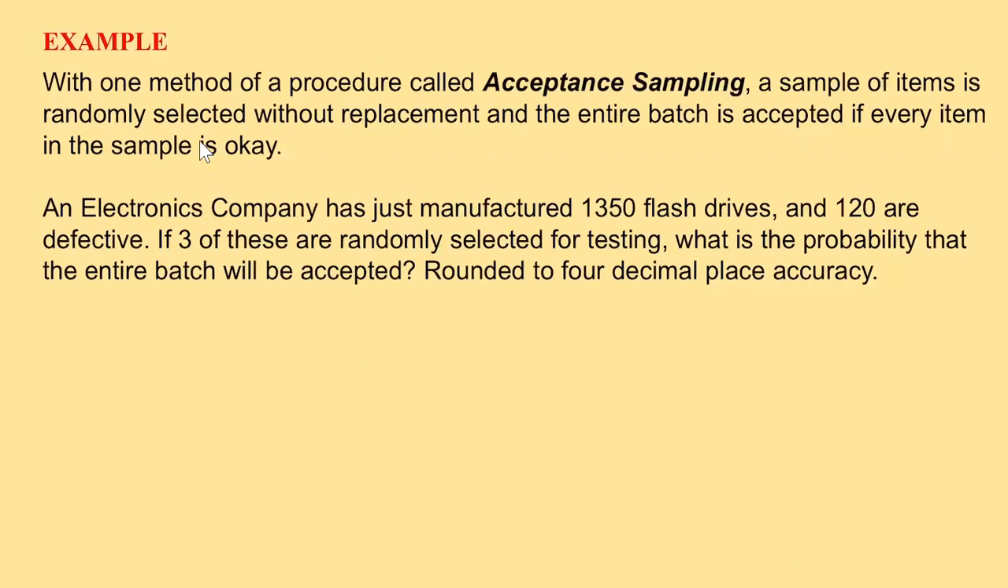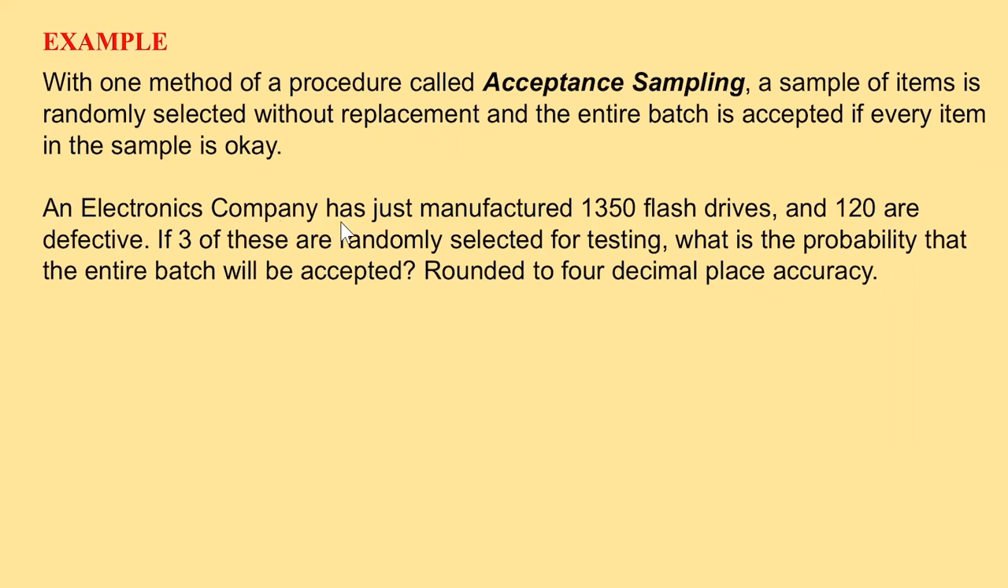Here is the example. With one method of procedure called acceptance sampling, a sample of items is randomly selected without replacement, and the entire batch is accepted if every item in the sample is okay. So if there is a batch of the manufacturer's items, and we want to test for acceptance, what we do is we select a couple of items, and if all of them are non-defective, then we accept the entire batch. The process is called acceptance sampling. And here is the example based on that.